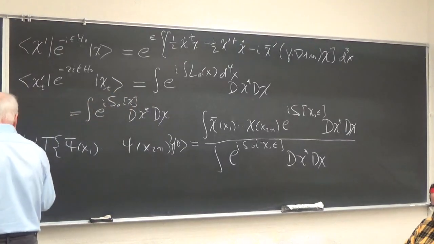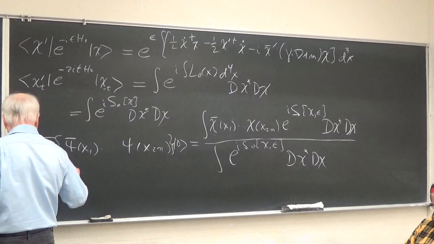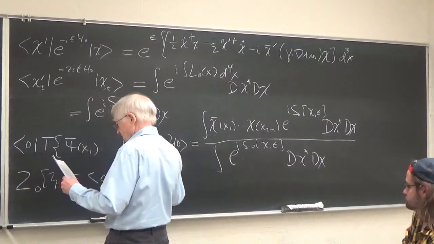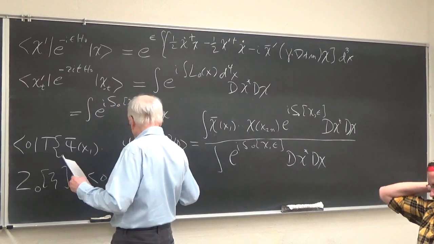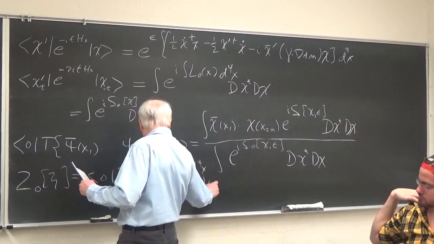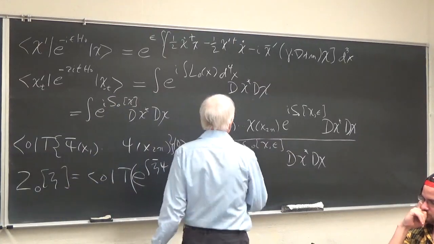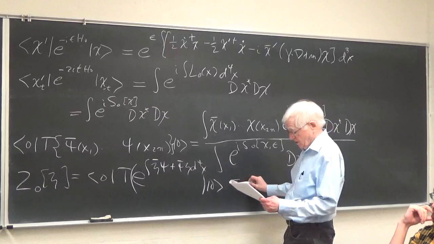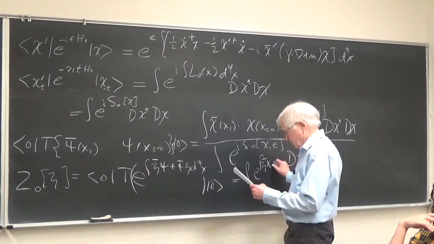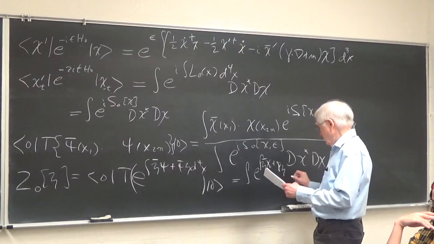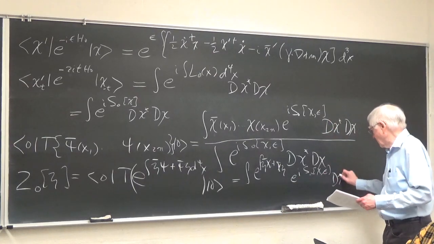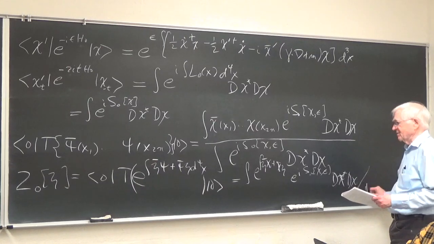And one can also define a nice thing, Z0 of zeta, as 0 t e to the integral zeta bar psi plus psi bar zeta d4x. So this is a thing that you can define, and this turns out to be, well, you just use this formula, and so this gives you an integral of e to the integral zeta bar chi plus chi bar zeta e to the i S0 chi and epsilon d chi star d chi divided by the same thing without the exponential.